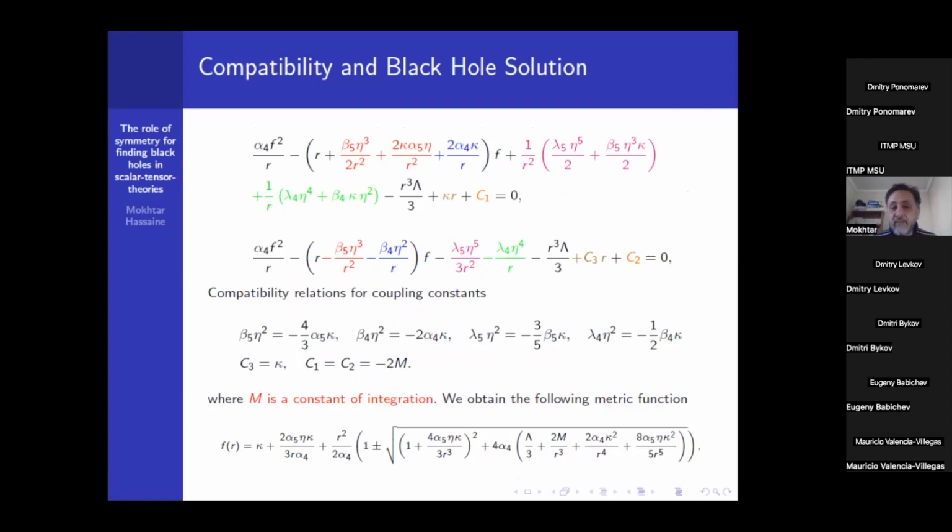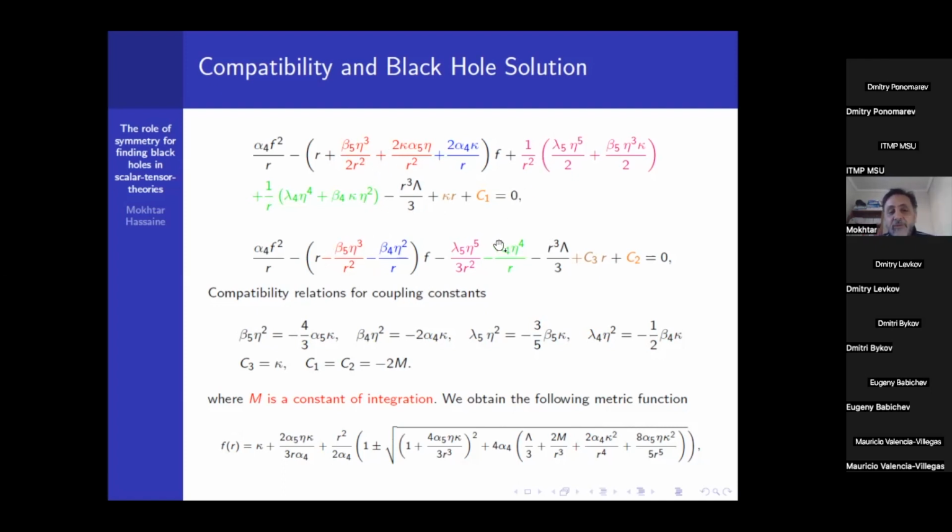I will require that they are exactly equal. So, as you can see, the red color has to be with the red color, the blue with the blue, because I'm with f over r. This part is f over r squared. That has to be equal to this part, etc., etc.